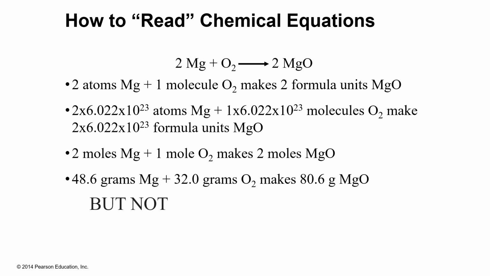What you cannot do is read the chemical equation as if the coefficients represented units of mass. So 2 grams of magnesium plus 1 gram of O2 makes 2 grams of MgO. That is incorrect. We have to read the equation in either atoms and molecules or moles. Or if we use grams, we have to account for converting the moles into the proper numbers of grams.